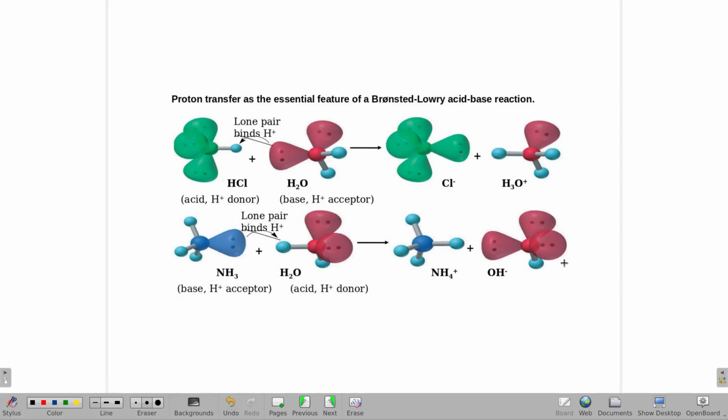Now, what's interesting is my arrow is actually backwards. Typically, we show the, oh no, I take that back. It is actually right. The lone pair is what attacks. The lone pair is what attacks the H.